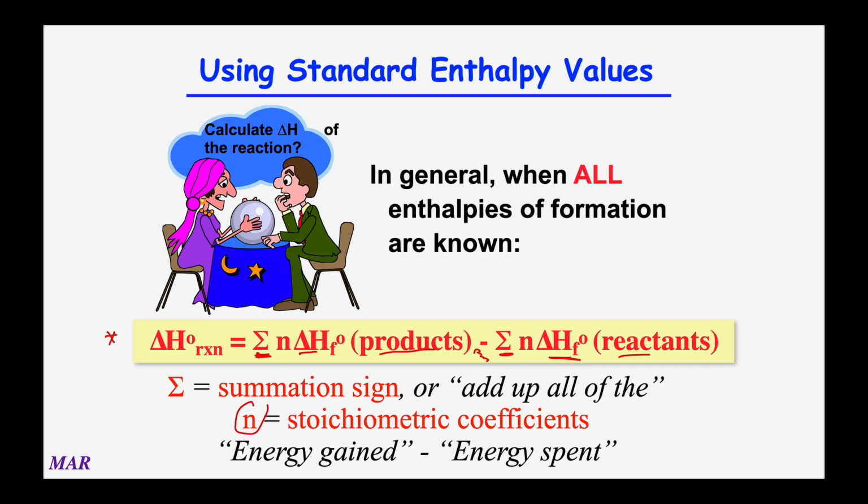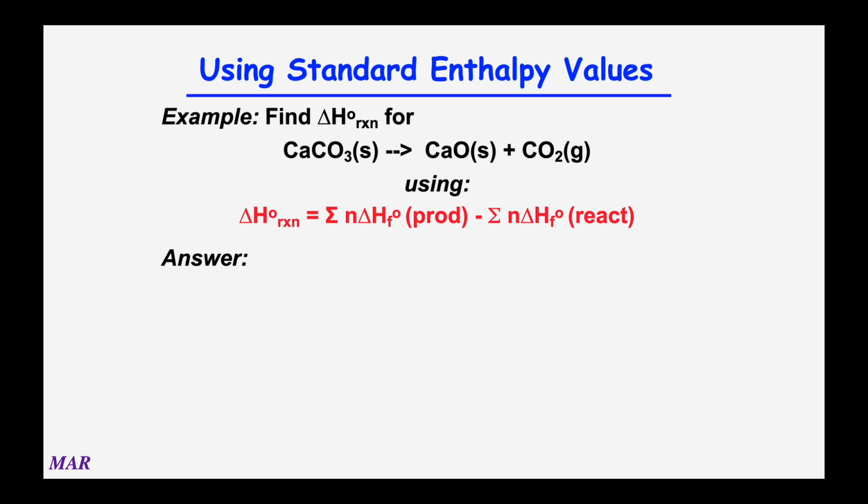n just stands for the stoichiometry. So if you have 1 mole, you can ignore it. If you had 2 moles, you'd have to put a 2 in there. This equation you can also think of as the enthalpy of products minus the enthalpy of reactants, or as energy gained minus energy spent. There are many different ways to figure out how these things work. But let's see with some details how this all works out.